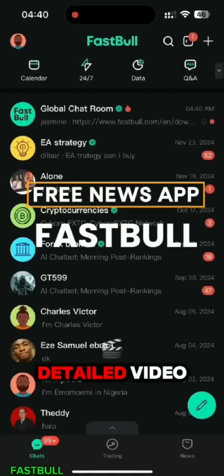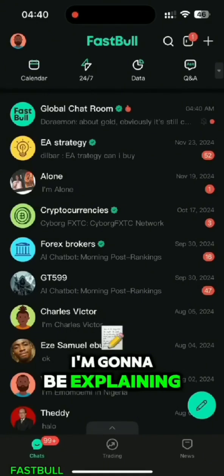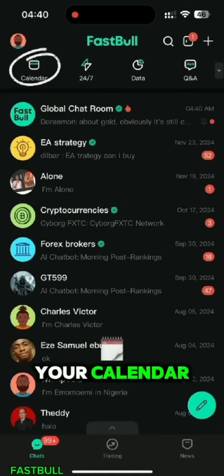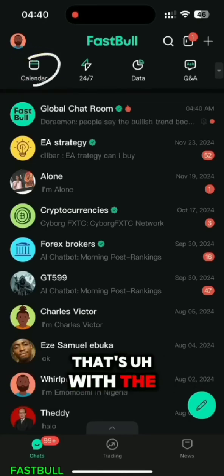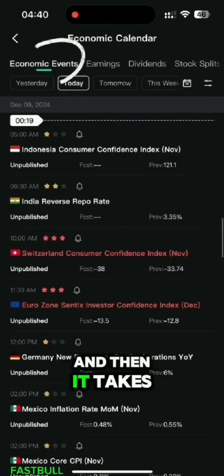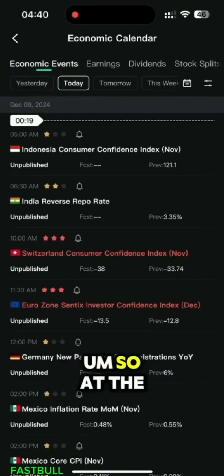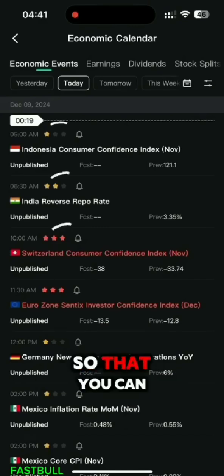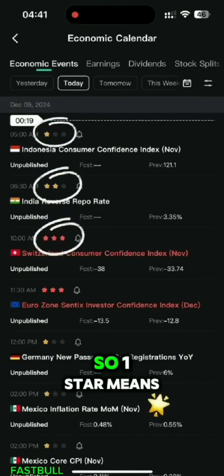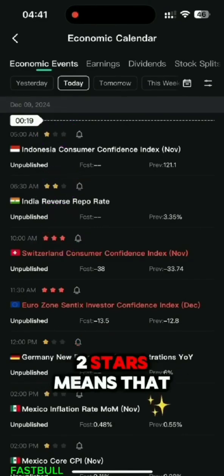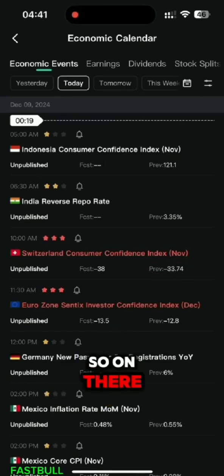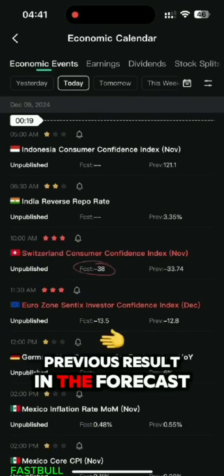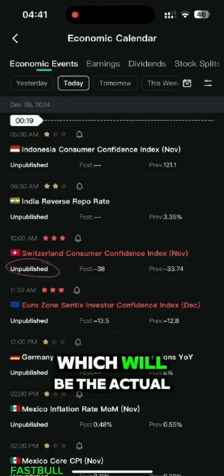So in today's highly detailed video, I'm going to be explaining how to check your news, your calendar. You click on the top left over there, with the calendar icon. You click on it and then it takes you to these events. So at the moment you're on the economic events, make sure that it shows that it's for today, so that you can see the current news for the day. 1 star means that it's low impact, 2 stars means that it's middle impact, and 3 stars means that it's high impact. On there you check the previous result, the forecast, and then the unpublished, which will be the actual.